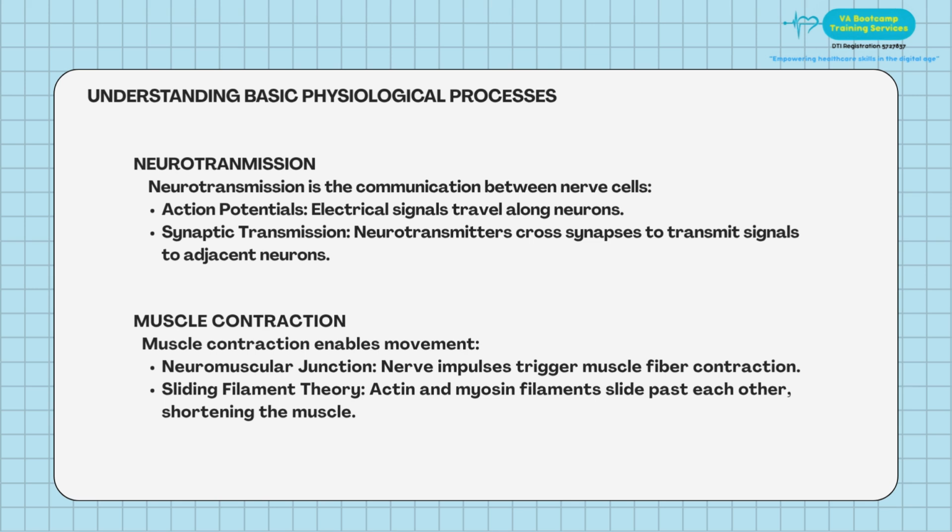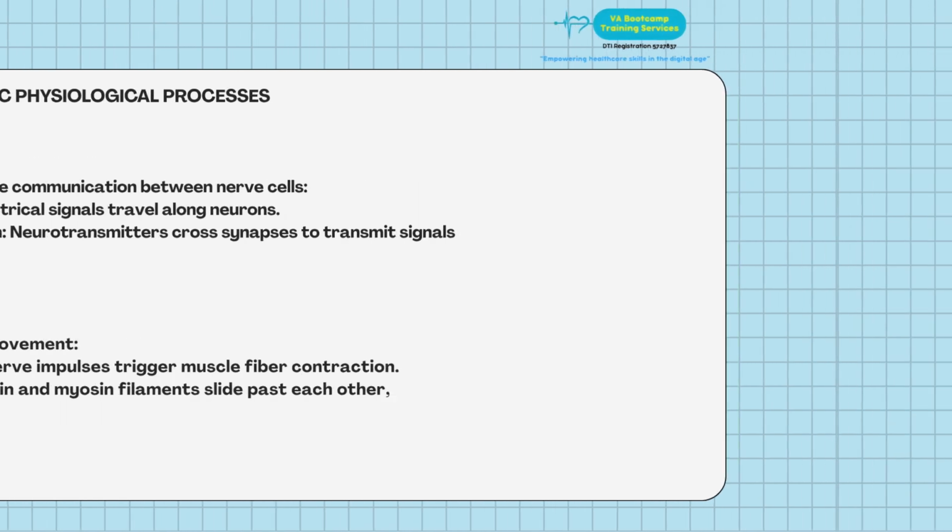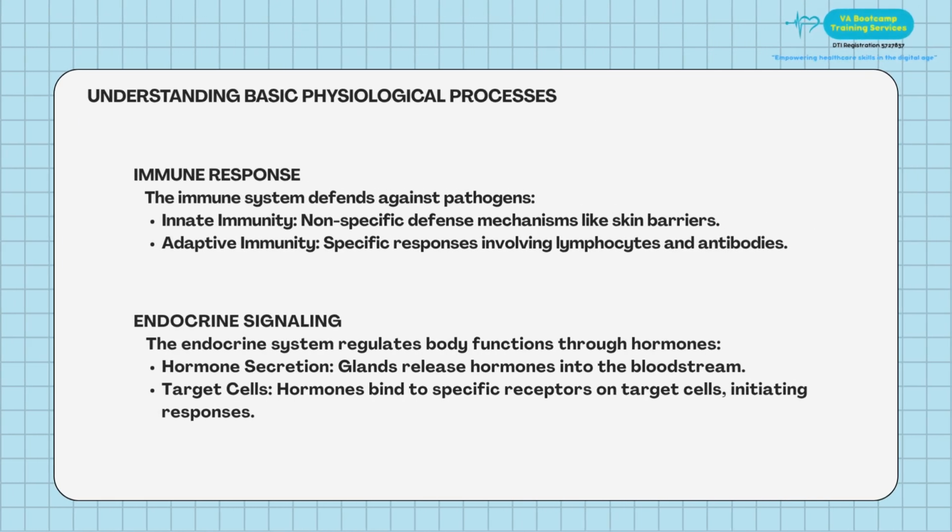Muscle contraction. Muscle contraction enables movement. Neuromuscular junction, nerve impulses trigger muscle fiber contraction. Sliding filament theory, actin and myosin filaments slide past each other, shortening the muscle. Immune response. The immune system defends against pathogens. Innate immunity, nonspecific defense mechanisms like skin barriers. Adaptive immunity, specific responses involving lymphocytes and antibodies.